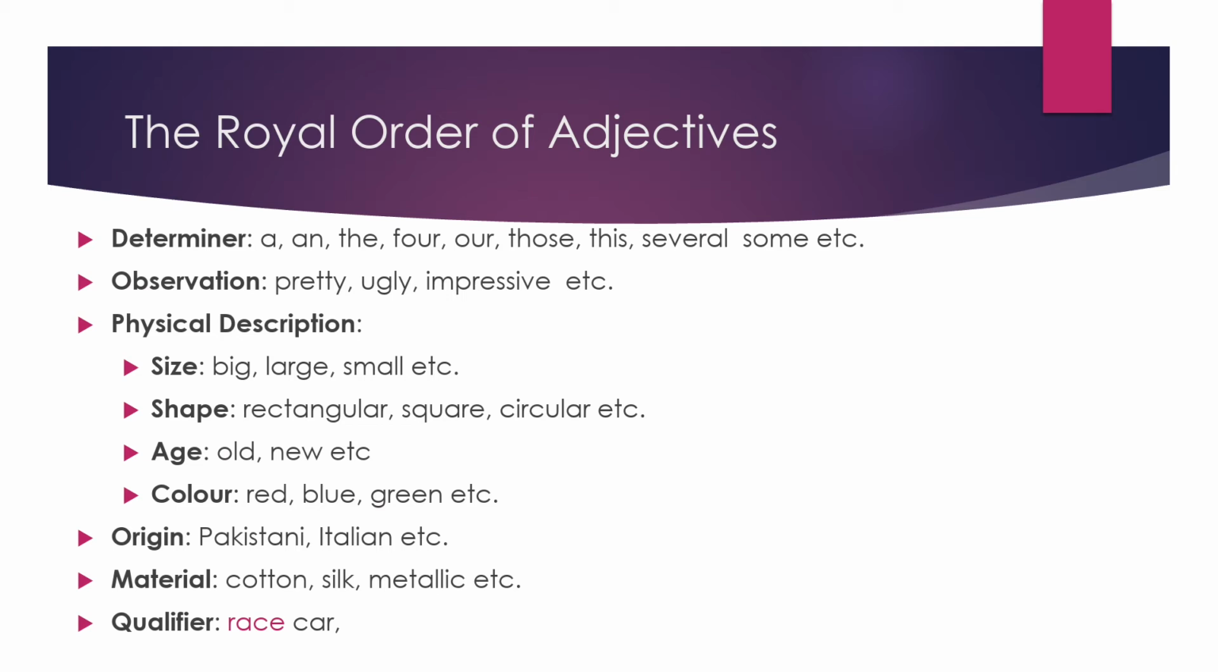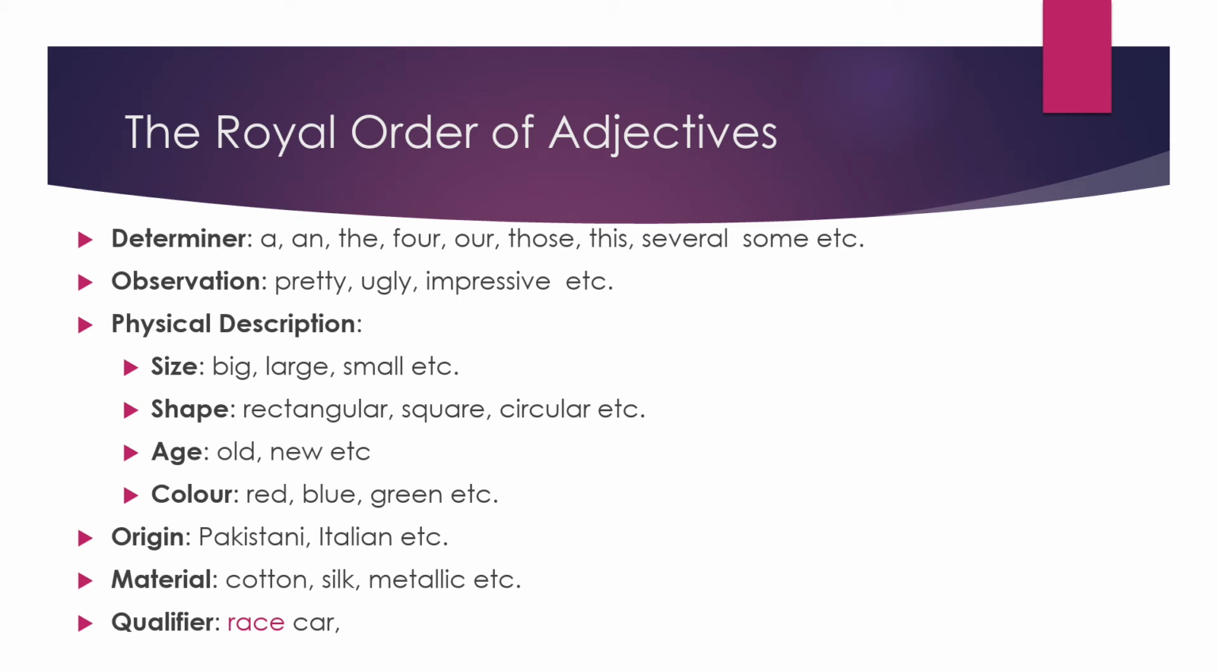This is what the Royal Order of Adjectives is. We use the adjectives in this order. First of all, in the adjective phrase, or we can call it the noun phrase because the last word in this phrase is a noun, and this would be a nominal group or the noun phrase. In the noun phrase, the first part will be a determiner. Now, what is a determiner? A and the, the articles; the numbers; our, the possessives; those, this, the demonstrative pronouns; several, some, the quantifiers, etc.